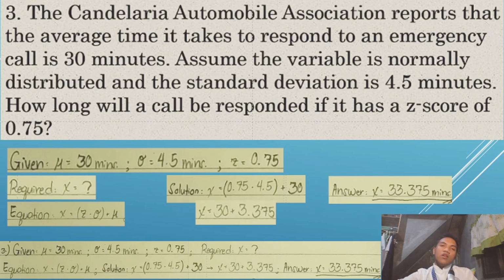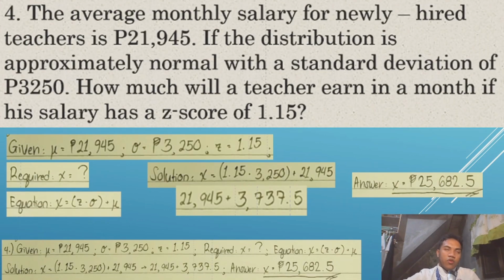Now, lastly, for number 4, the average monthly salary for newly hired teachers is 21,945 pesos. If the distribution is approximately normal with a standard deviation of 3,250 pesos, how much will a teacher earn in a month if his salary has a z-score of 1.15? Now, as stated, these are our givens: the average monthly salary, which is 21,945 pesos, with a standard deviation of 3,250 pesos, and the condition that the z-score is 1.15.